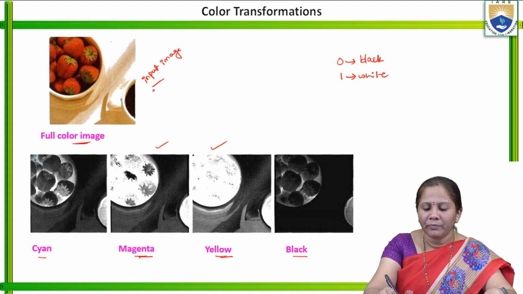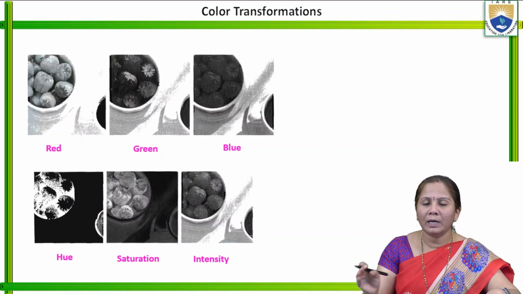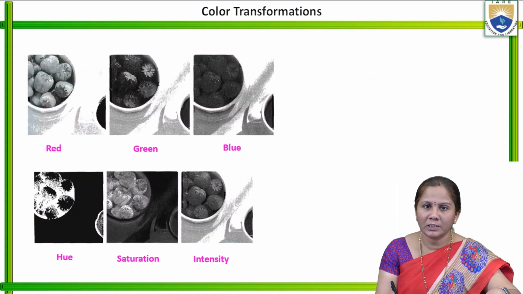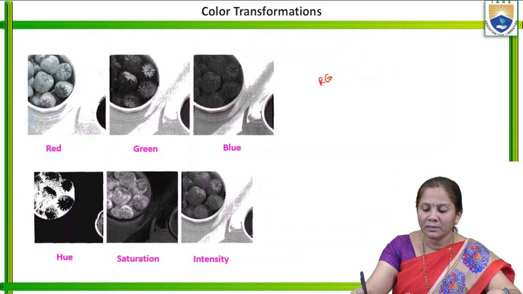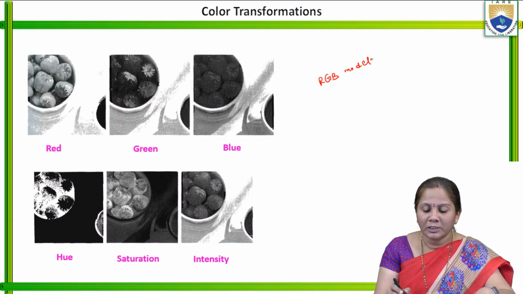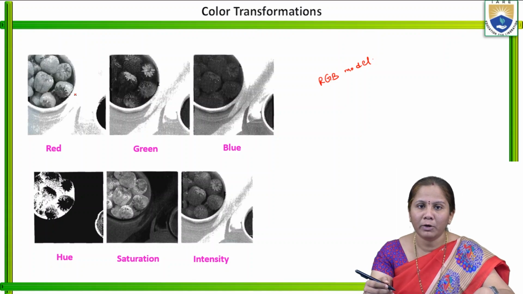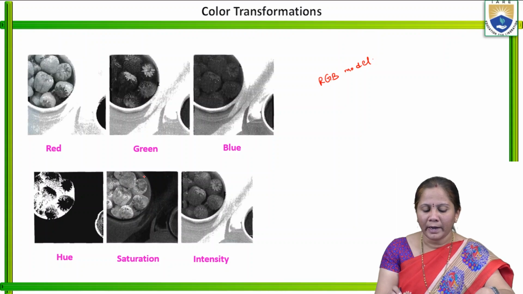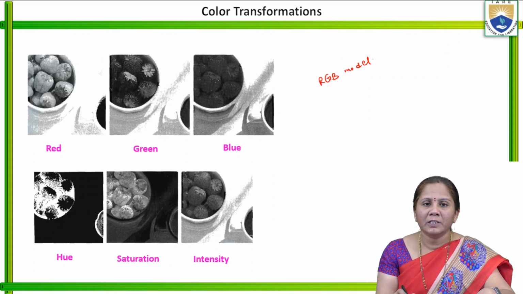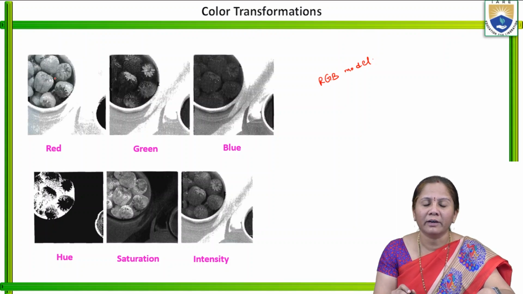And the same input image, full color image, we can also convert into some other color model. Let us consider the same full color input image is converted into RGB color model. So here this is representing RGB model. Here we can observe RGB, same example, that means the strawberries that are available in the bowl. So if you see this red, green and blue, what we can observe, strawberries are somewhat visible in this red, but they are looking like white.